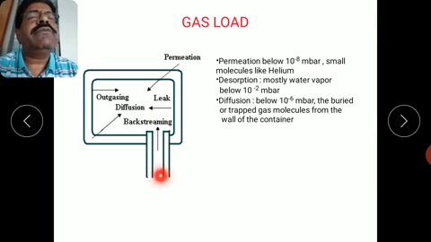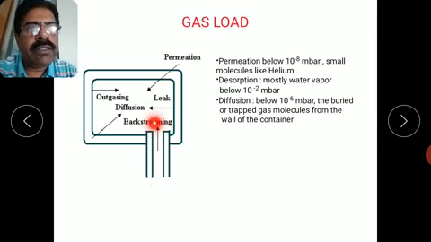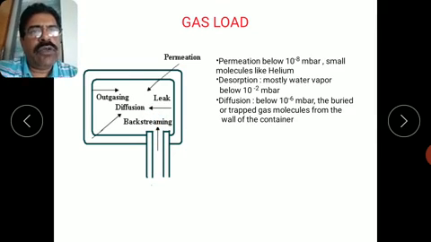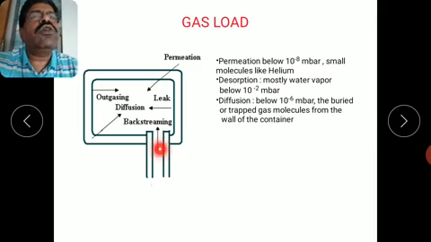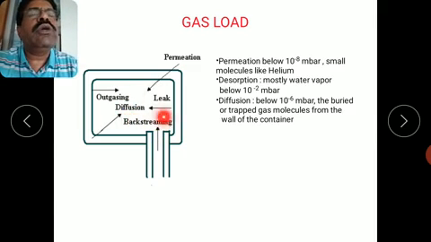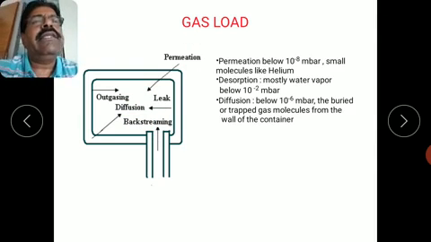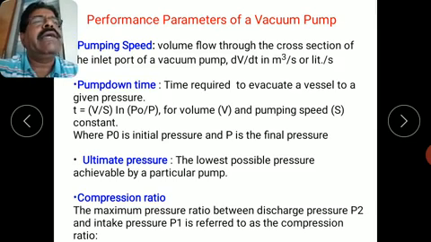Or sometimes some gas molecule may enter in a backward direction again into the chamber or this vessel where you want to create the vacuum. So that is called backstreaming. So that is also leading to addition of this gas load. So this is the entire picture here of what we mean by gas load.